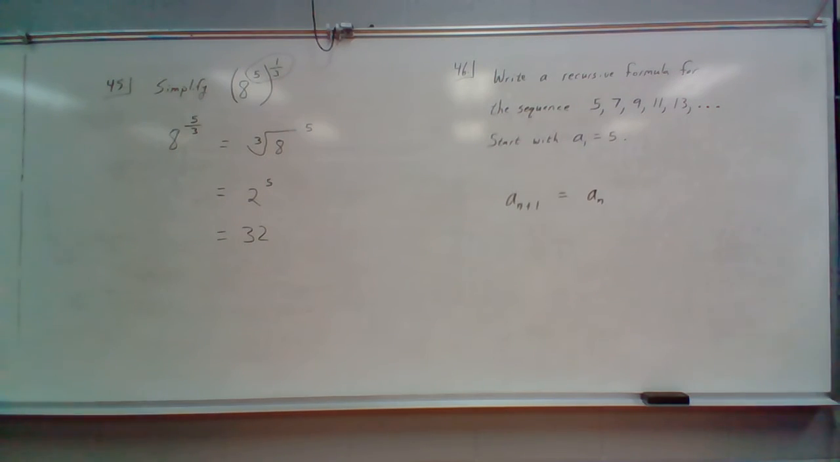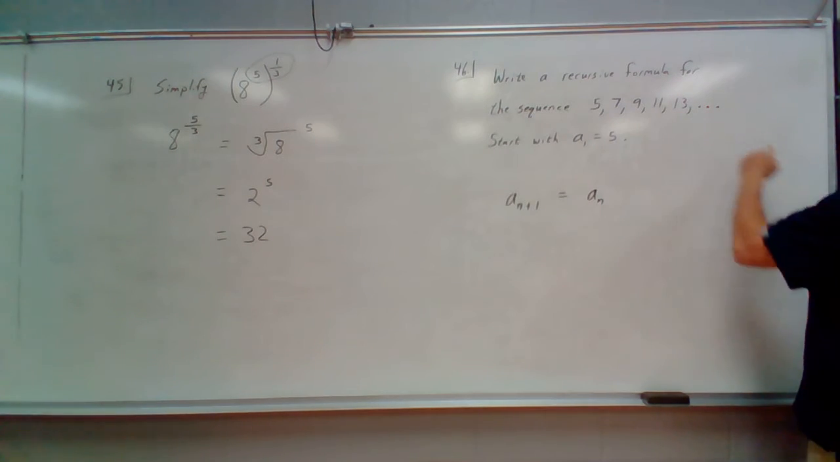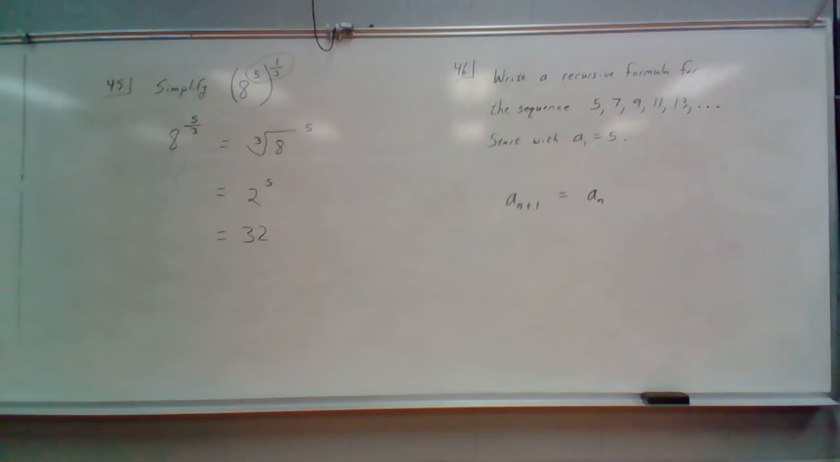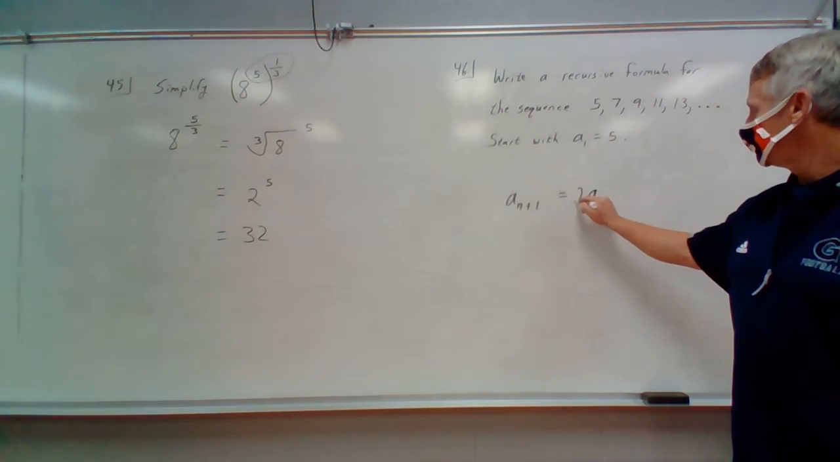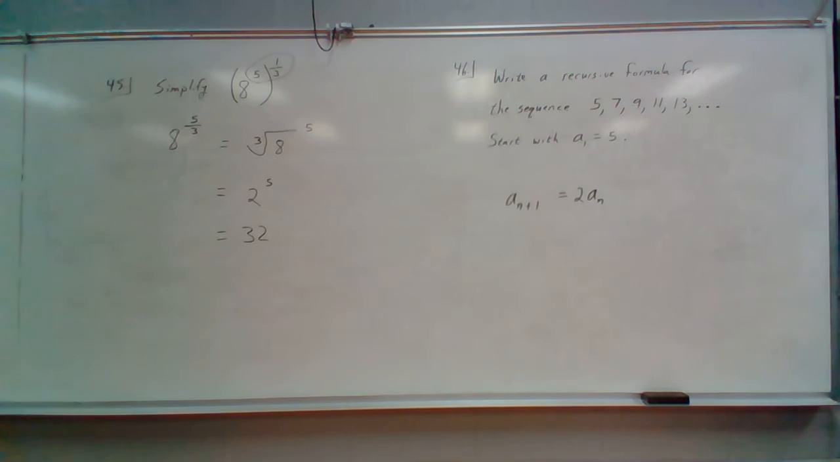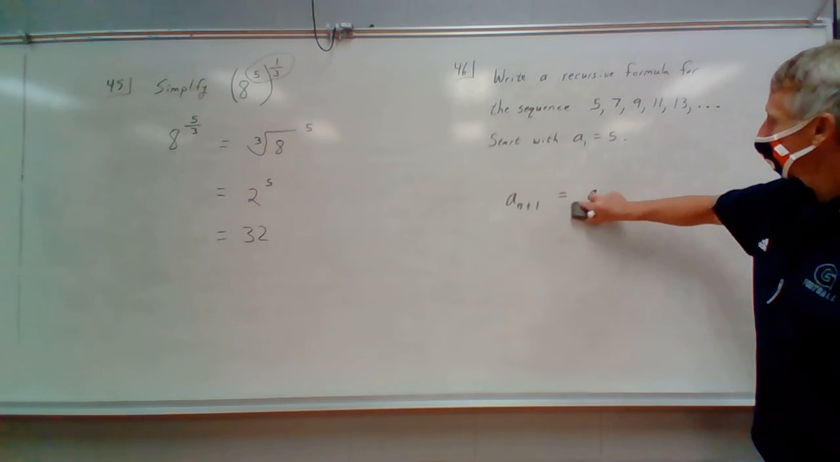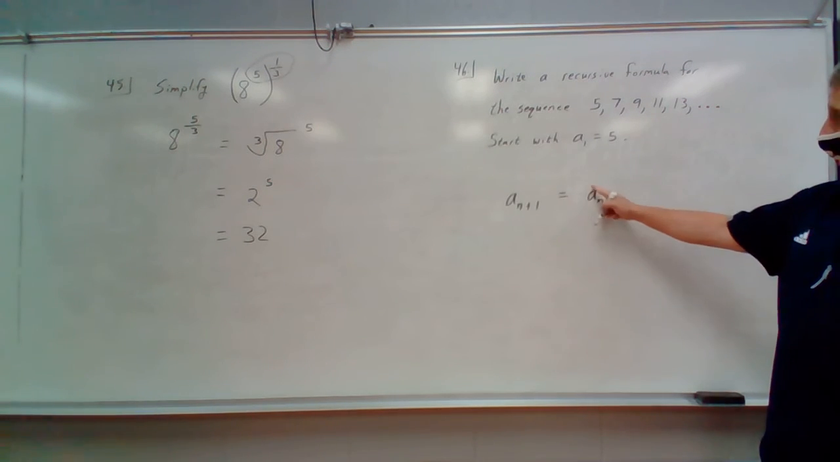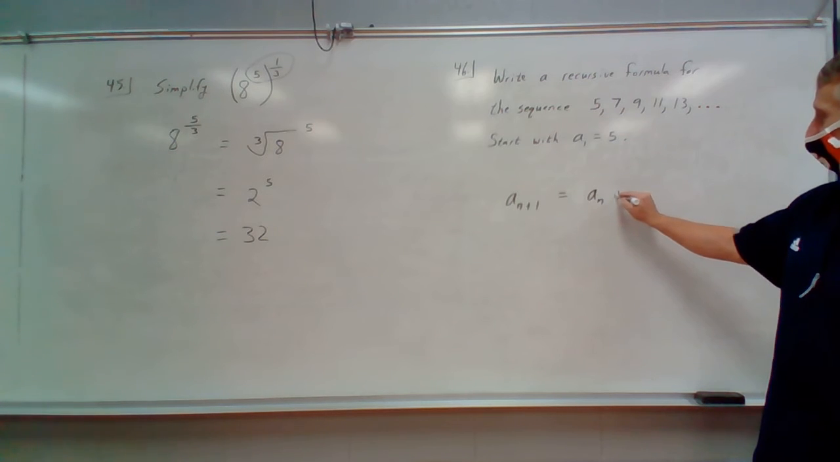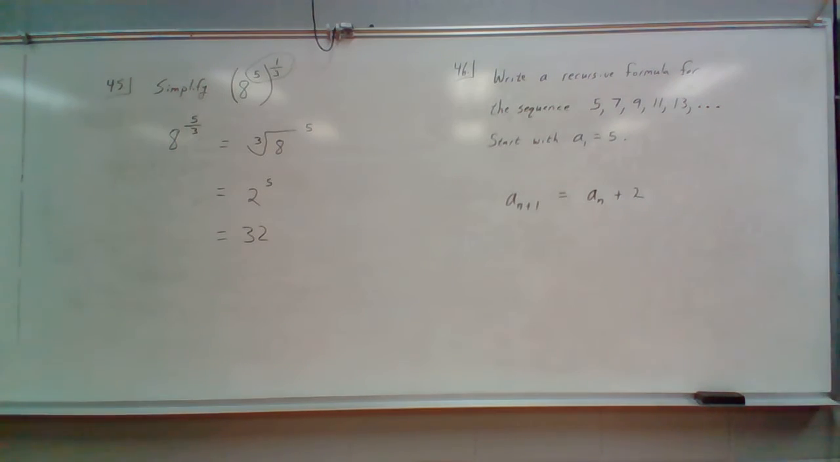All right, so how's this going to work? What am I going up by each time? Well, I'm going up by 2, so I'm going to need 2 times a sub n. All right, but where do I start then? Oh, sorry about that. I'm not multiplying by 2 each time. I'm adding 2 each time. So we'll go with the one before it. I just add 2, and that'll give me the next one in line.